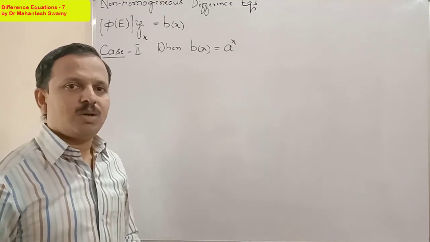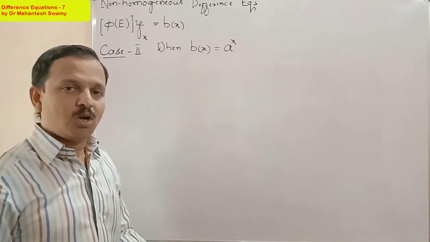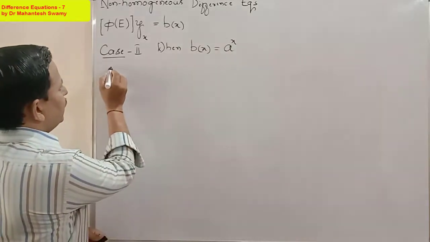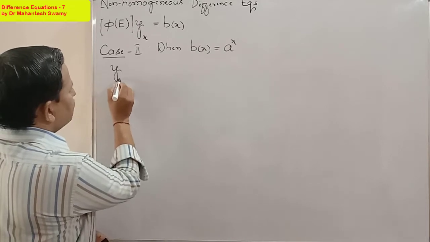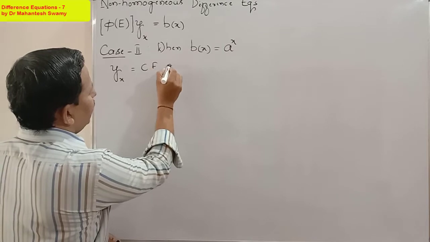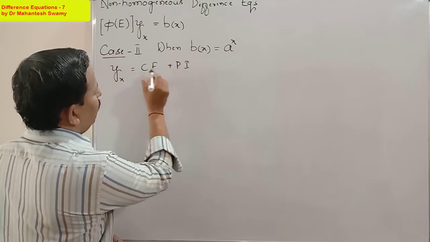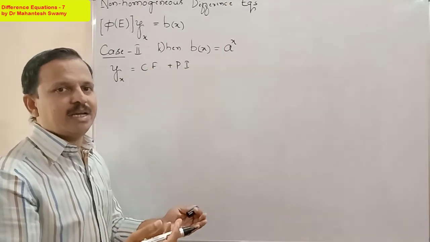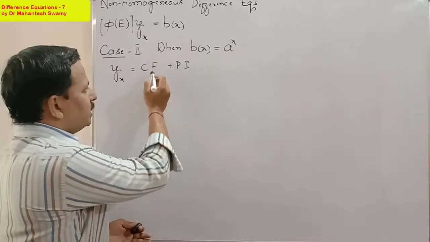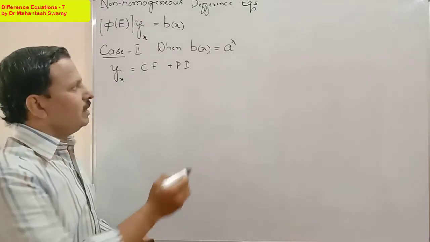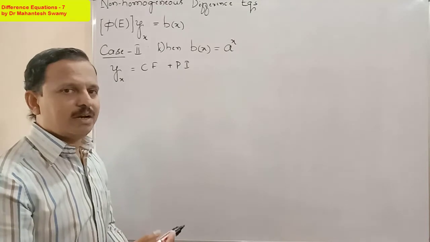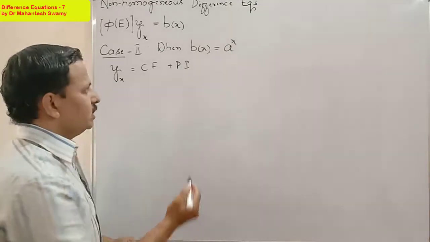So how to solve this type of non-homogeneous difference equation? Again the same thing, the general solution will consist of two parts, that is the complementary function and the particular integral. Finding the complementary function is exactly the same way as we have done in the previous cases. There is no difference in finding the complementary function, but for finding the particular integral we have to choose another alternative method. So what is that?